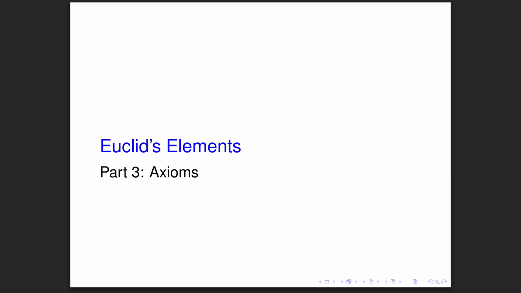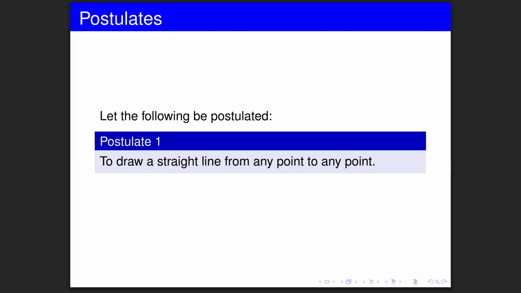In general, these statements were called first principles by the ancient Greeks, being statements which were impossible to prove and must therefore be assumed to be true. The key difference between the two types is that common notions are things which are self-evident and not particular to geometry, while the postulates are specific to geometry, not necessarily self-evident, and mostly concern the existence of objects. So the postulates start as follows. Let the following be postulated.